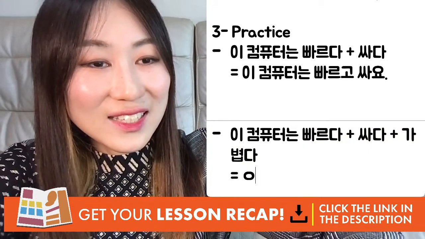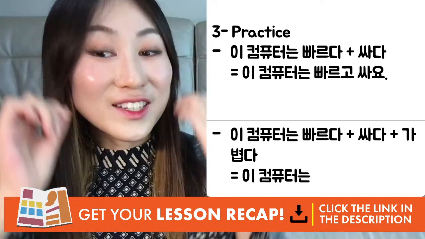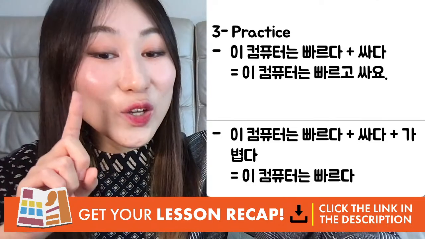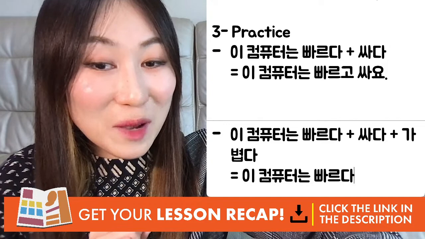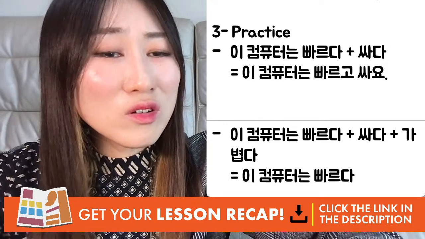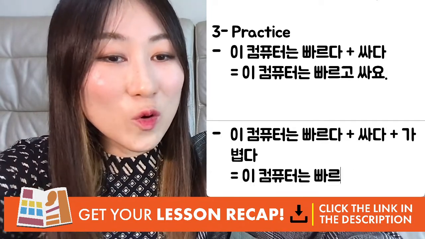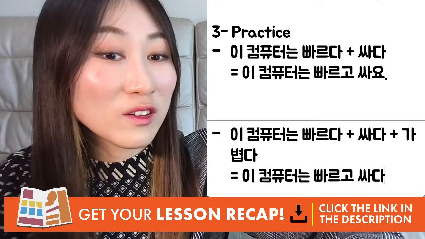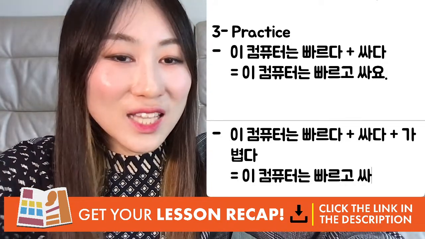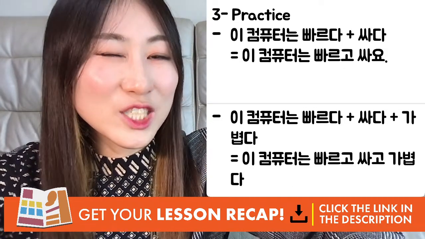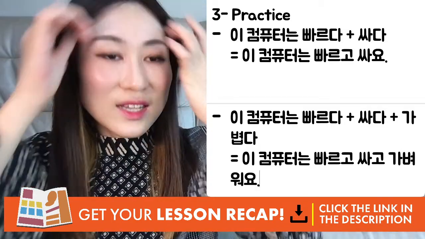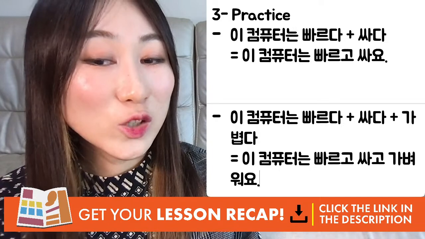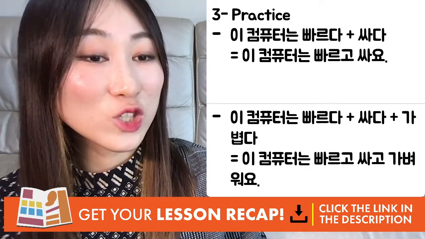So let's try this. 이 컴퓨터는 first, 빠르다. That's right. So it's 빠르다, it ended with 다. So let me replace it with 고, 빠르고. 싸다, I need to conjugate with another adjective or noun or verb. So 싸고, 가볍다. Again, this is a dictionary form, so I'm changing to 가벼워요. 이 컴퓨터는 빠르고 싸고 가벼워요. This computer is fast, cheap, and light.